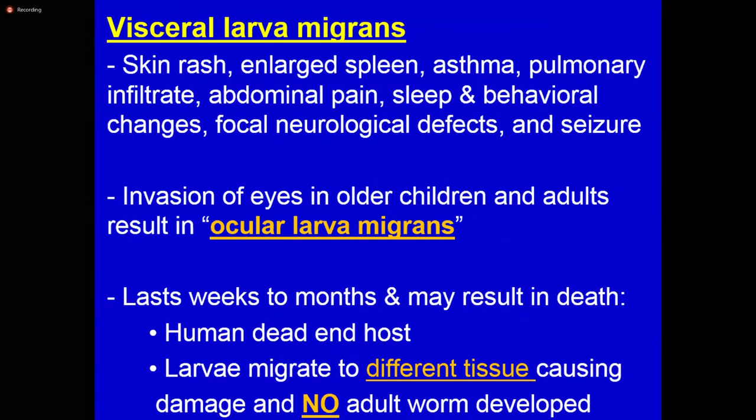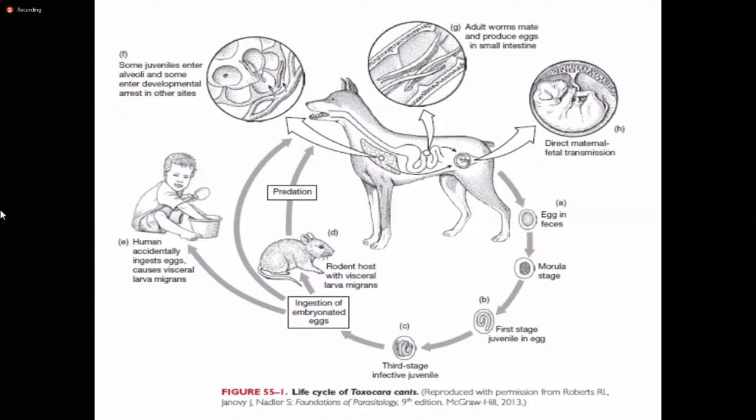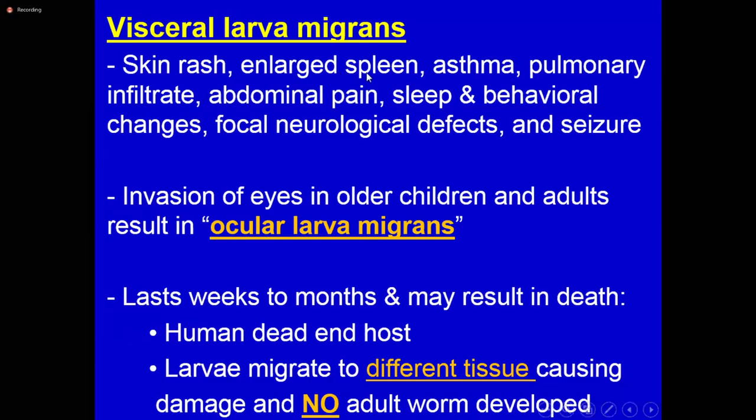You can see the life cycle. Here it can go to the rodent, taken by the dogs, which release the eggs, etc. And sometimes infective larvae may cause penetration of the skin, very rarely. You get enlargement of the spleen. Because they go to the lung, they can produce asthma and pulmonary infiltrate, abdominal pain, sleep and behavior changes because they migrate to the brain.